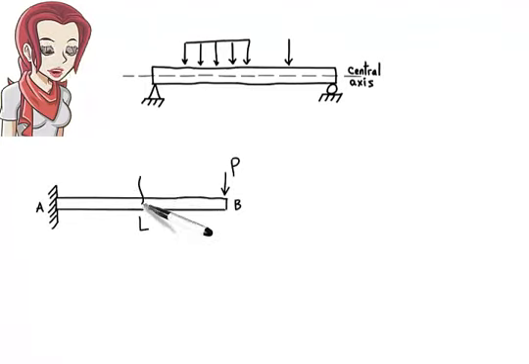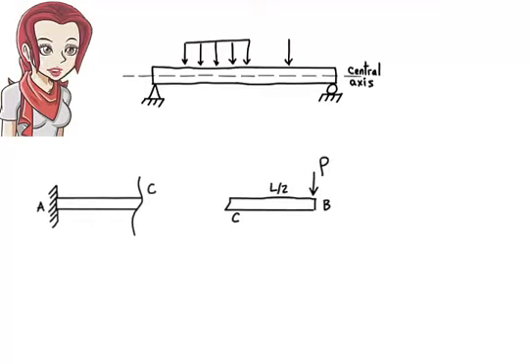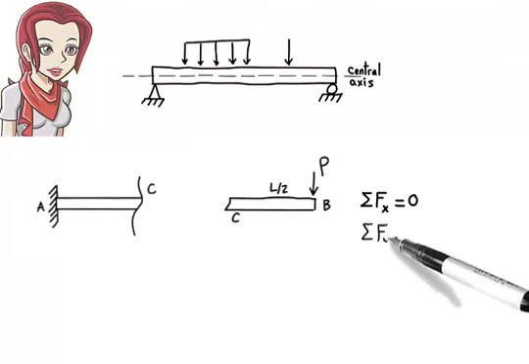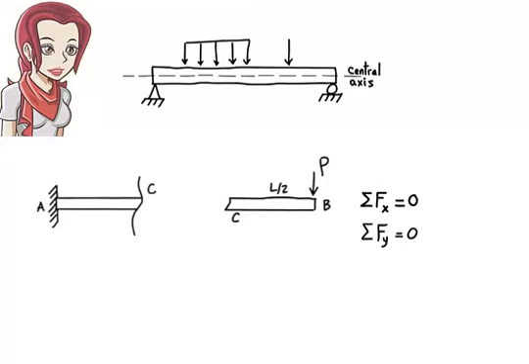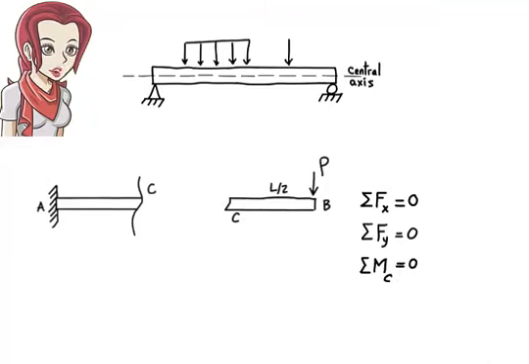Suppose we conceptually cut the beam at its midpoint and choose to examine its right segment. Since the conditions of equilibrium must be satisfied for the segment, then we can write: sum of the forces in the x direction must be 0. Sum of the forces in the y direction must be 0. And sum of the moments about, say, point C must be 0. The first equation here is automatically satisfied, since there are no applied loads in the x direction.